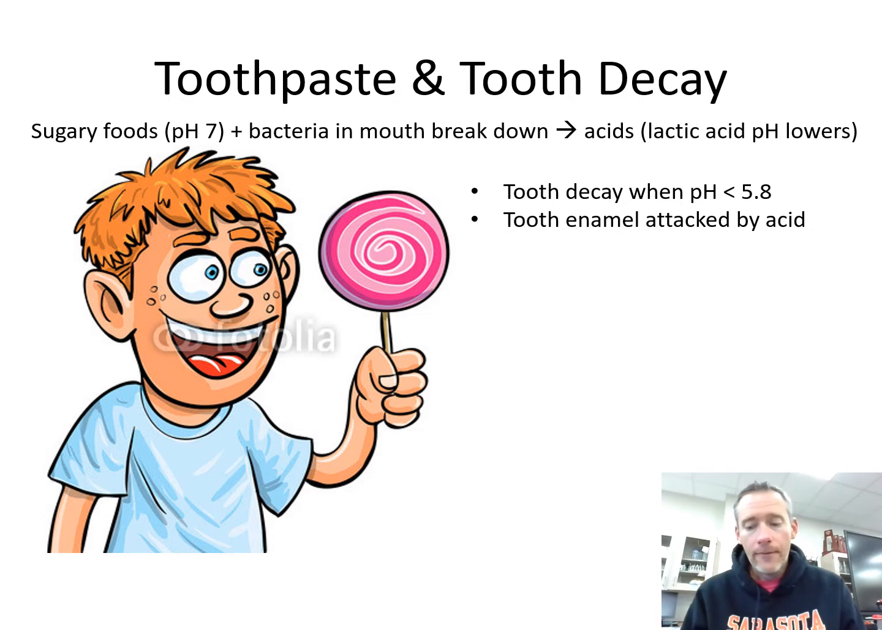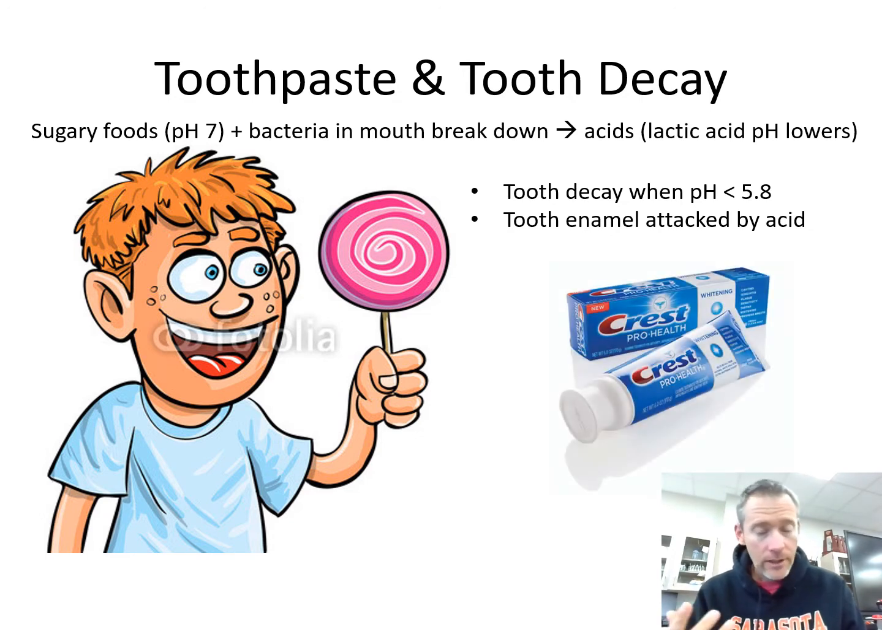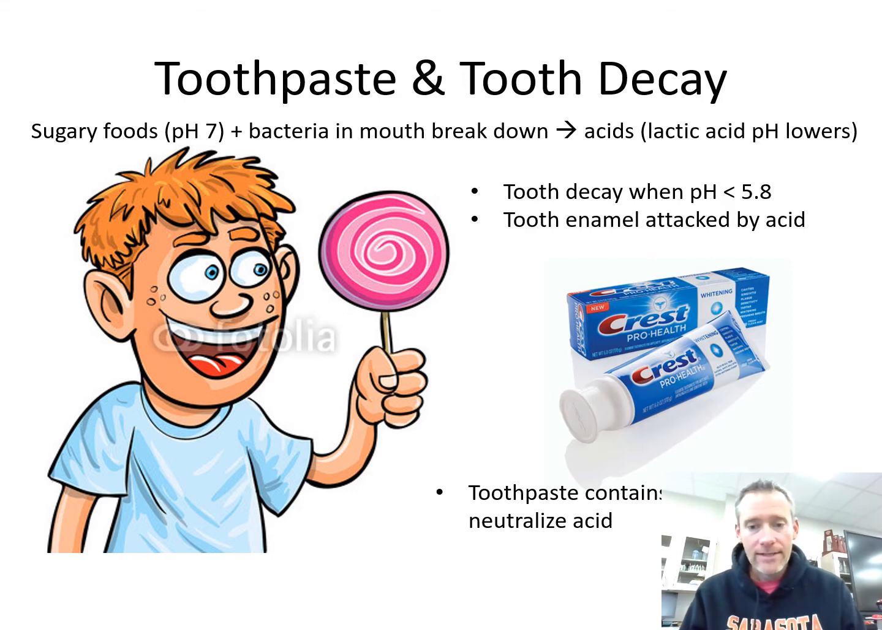So we have fluoride in our toothpaste to help raise the pH. So most things we try to lower the pH in our stomach, but in this case we try to raise our pH, and that's why also you're not supposed to eat your toothpaste, but it helps raise that pH so your enamel is protected. It helps neutralize the acid.